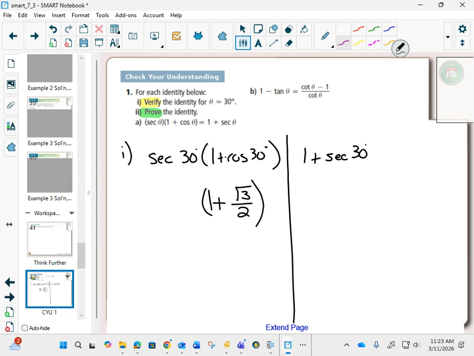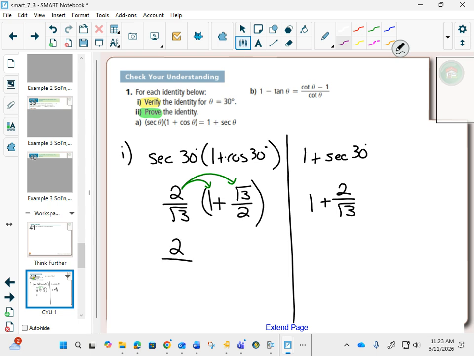Root 3 over 2. So if that's true, then secant of 30 degrees would be 2 over root 3. And on this side, I'd have 1 plus 2 over root 3. And now we have to do algebra to see if these are the same. So what might I do? Well, maybe I would distribute this.